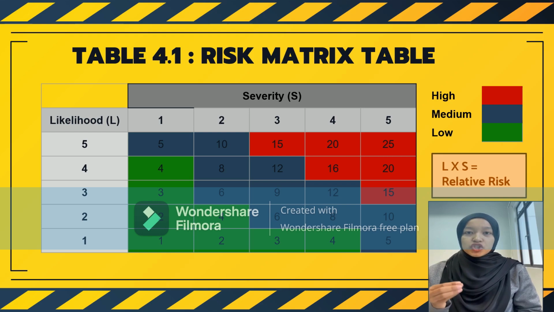This table shows the rows represent the likelihood or probability of a risk occurring, and the columns represent the impact or severity of the risk. The cells in the table contain a numerical value that represents the risk level, with the higher the value, the greater the risk, which we categorize with different colors.